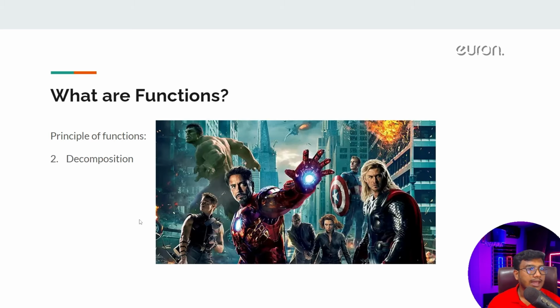Fine. And the second principle of function is decomposition. What is decomposition? I'll give you one best example: Avengers. You can see all the Avengers have their different powers. Let's say Hulk has his own power, Iron Man has his own power, then Thor has his own power. That means different powers, right? They're working together to destroy Thanos, right? So this is called decomposition.